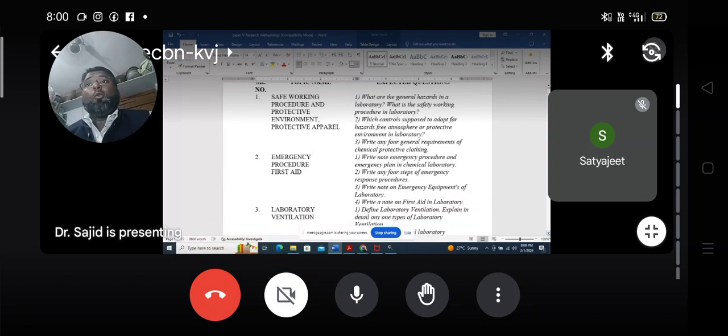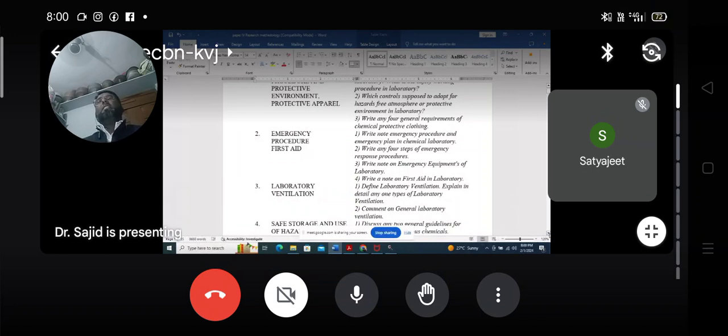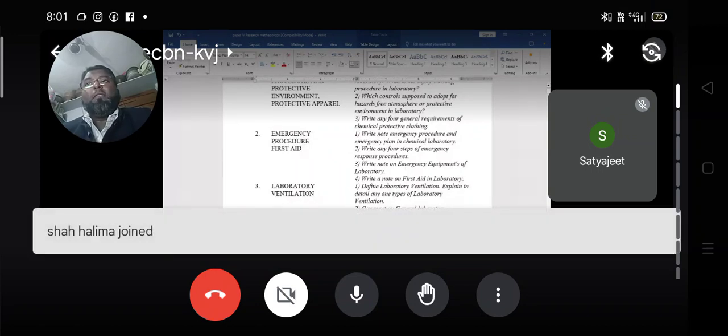Now we have to talk about 2 questions, different types of questions. About the laboratory ventilation: define the laboratory ventilation. Explain in detail any one type of laboratory ventilation. Comment on general laboratory ventilation.